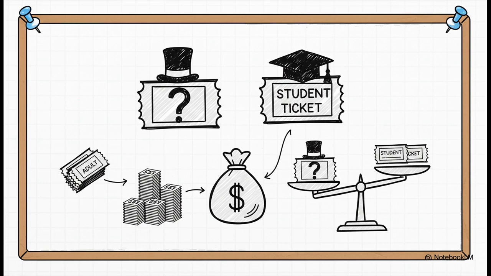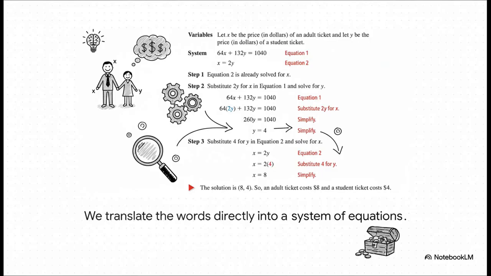We have two unknowns, right? The adult price and the student price. And we have two key pieces of info. Sounds an awful lot like a two-equation puzzle, doesn't it? This is where we translate English into math. Let's call the adult ticket price x and the student price y.